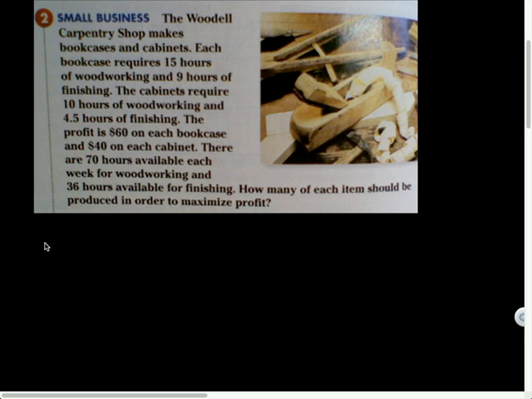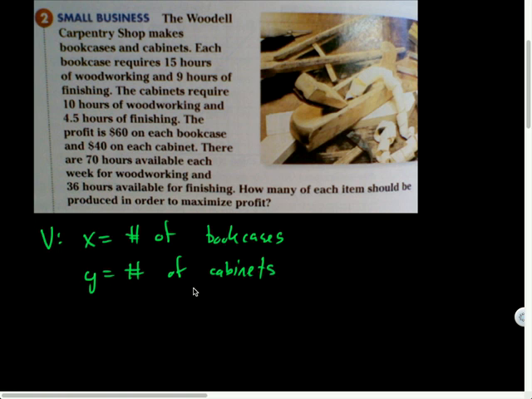So let's figure out our variables here first of all. How many of each item should be produced? That's not a cost of the item, that's not hours spent, that's just how many. So X should be the number of bookcases, and Y is going to be the number of cabinets. So first step, we've got to figure out what our variables are. And now we can write our equations.